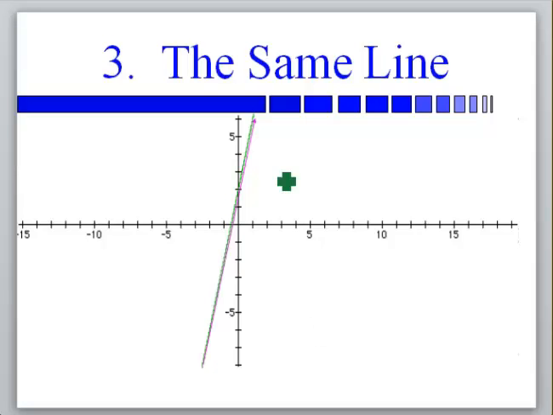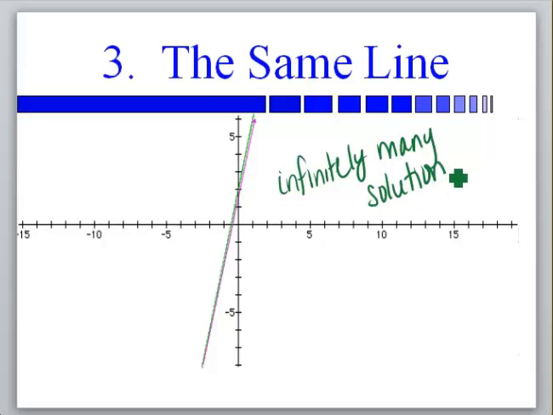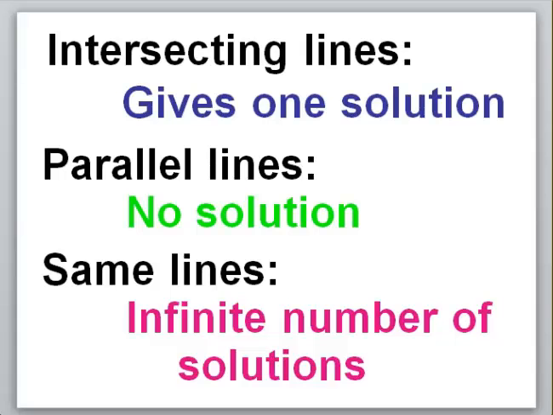The type of answer we would put here is infinitely many solutions, meaning it intersects everywhere, so we don't even know how many solutions there are. There's infinitely many. So if you have intersecting lines, you have one solution. If you have parallel lines, you have no solution. And if you have the same lines, you have infinitely many solutions. Those are very important. We've got to know those.